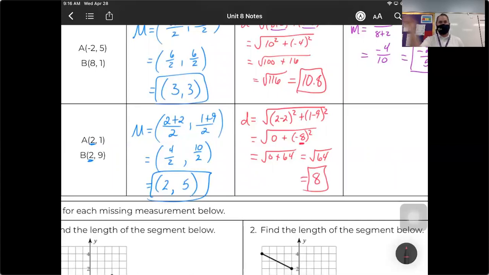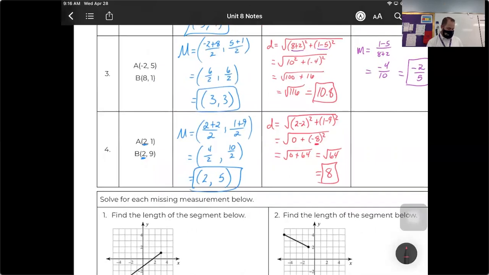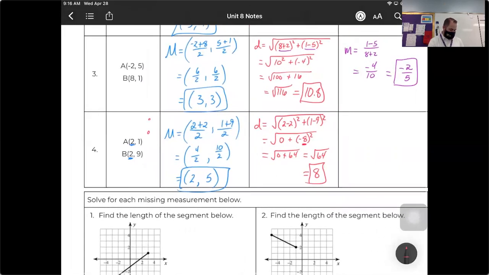How far apart are 1 and 9 vertically from each other? 8. They're 8 apart, right? You could count that because it's vertical. These x values are the same, meaning that these line up vertically. There's 9 up at the top, there's 1 down below. Okay, they line up vertically.